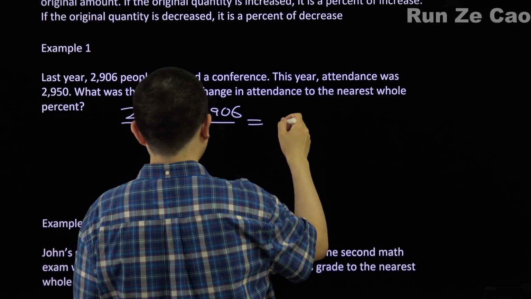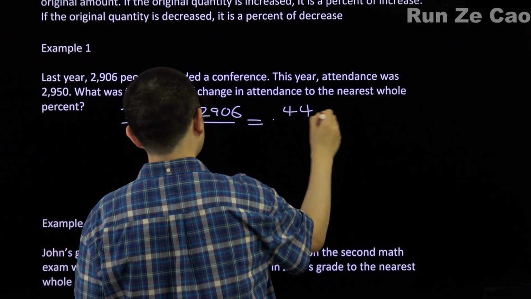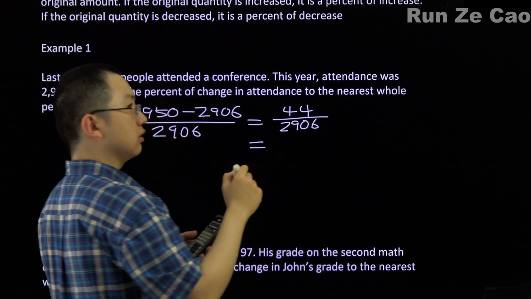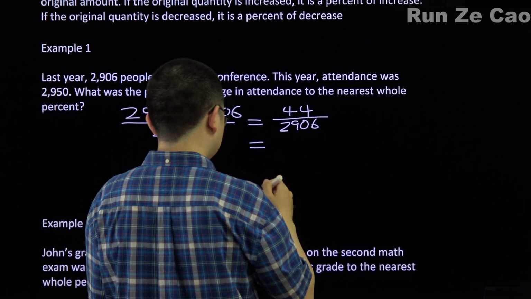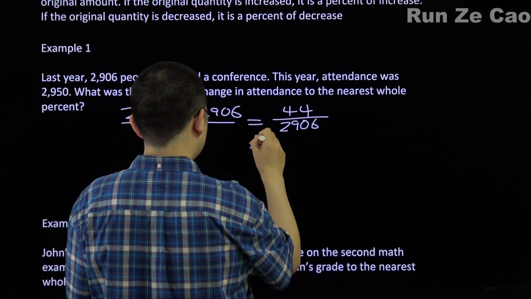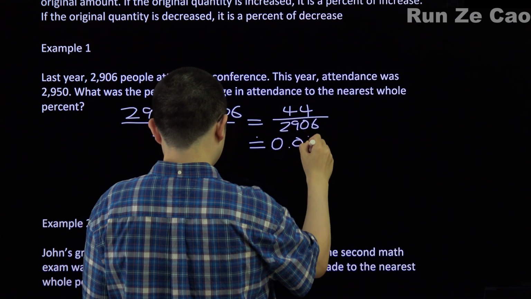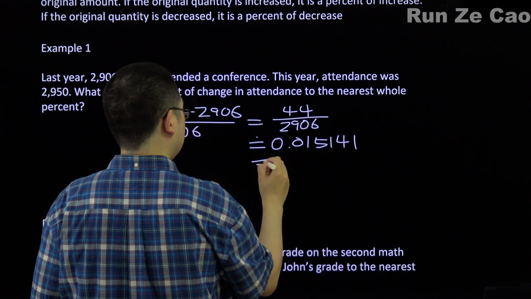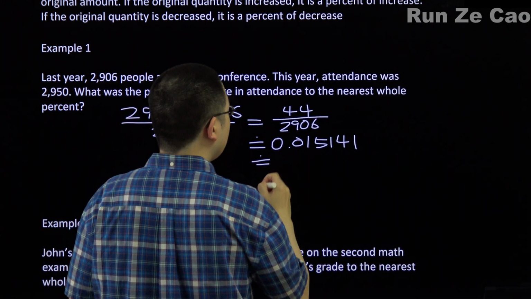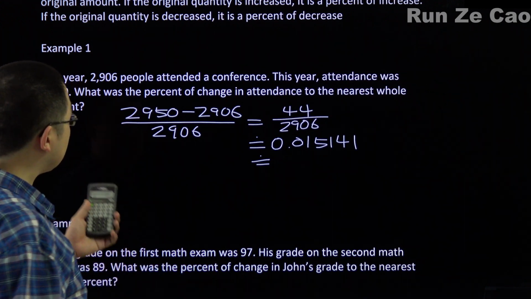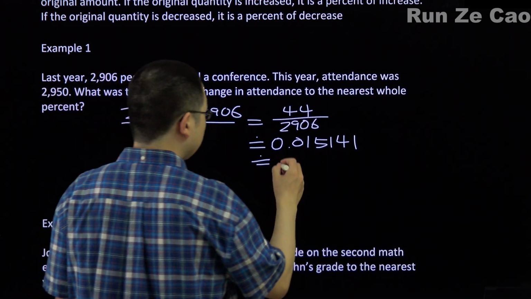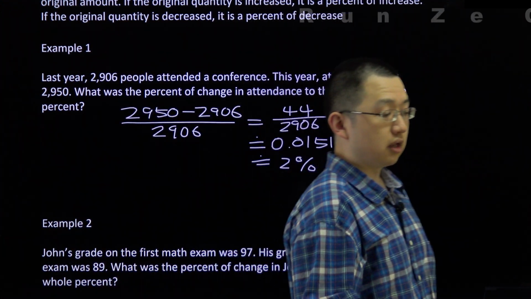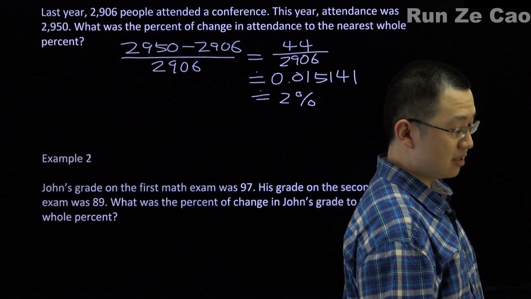Well, you may want to put this step, but of course it's optional, in my opinion. And then you actually use your calculator and you go, this is approximately 0.015141. And that's approximately 1.5%. Oh, nearest whole percent, huh? Okay, then that's 2%. Approximately. Yeah, that's really approximate, guys.